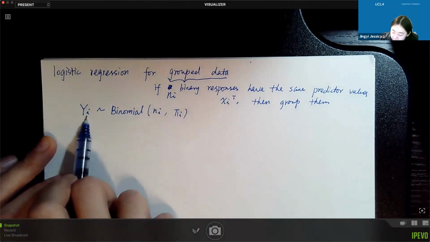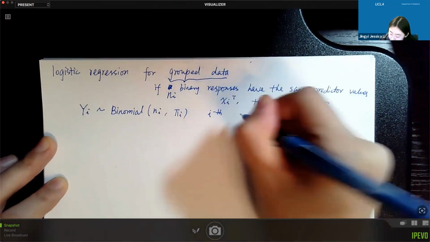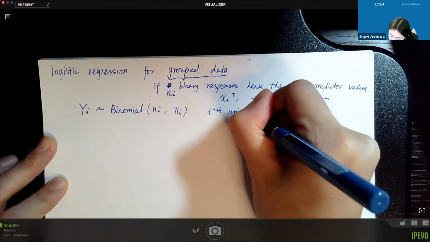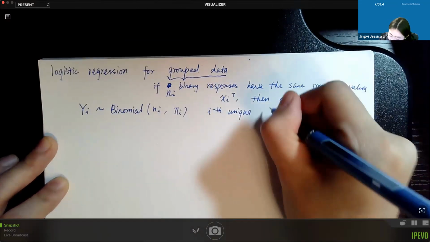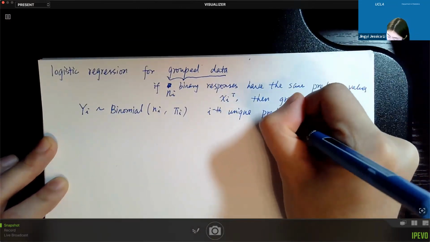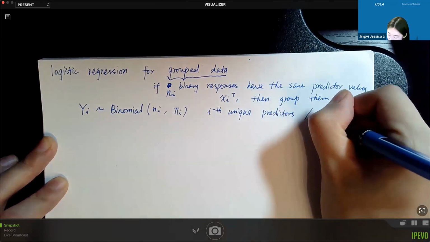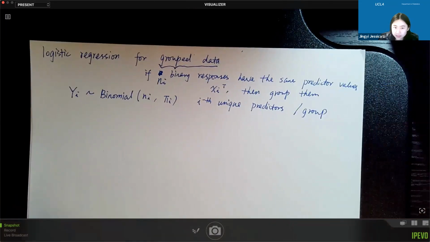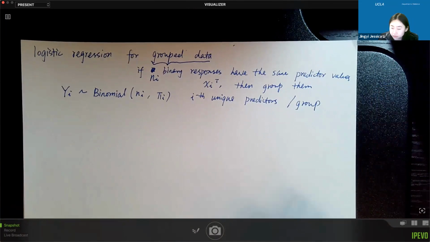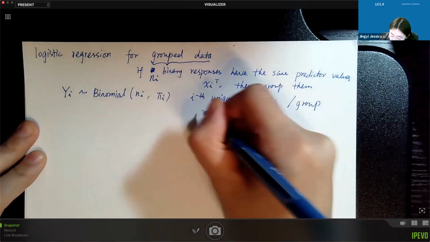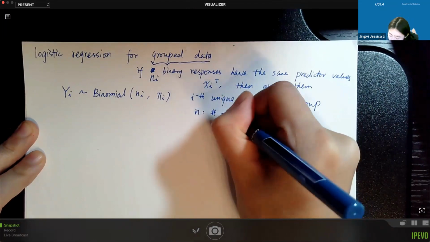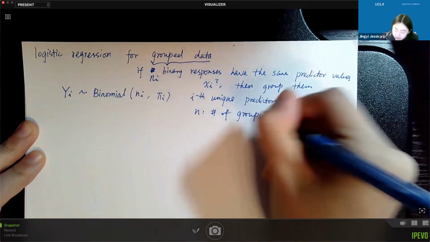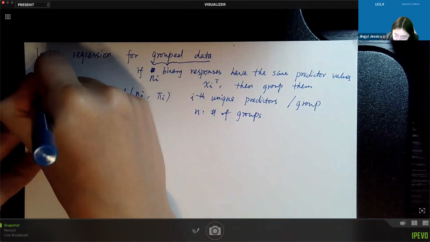And then the i will be the ith unique predictors, or I can call that the ith group. So in other words, you can think of the groups as just the reduction of the design matrix by removing repetitive rows in the design matrix. Then my n here would be equal to the number of groups. Okay, this is the new random structure for group data.